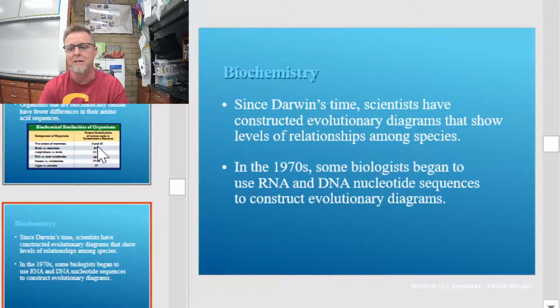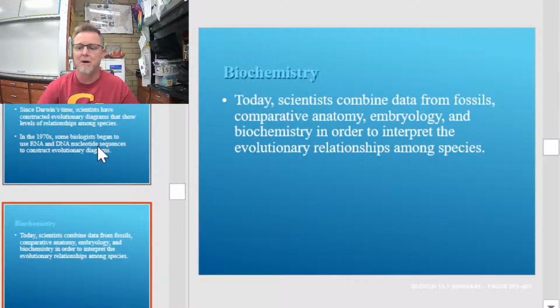There you go. Since Darwin's time, scientists have constructed evolutionary diagrams that show all kinds of relationships among species. In the 1970s, some biologists began using RNA and DNA nucleotide sequences to construct evolutionary diagrams as well. And today, scientists combine data from fossils, anatomy, embryology, biochemistry, all these different sources to try to infer relationships from one population to the next.